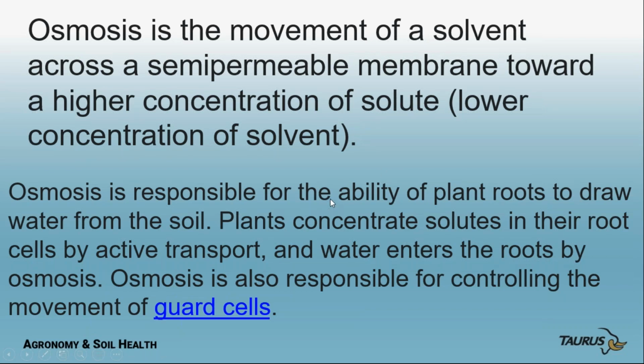Osmosis is responsible for the ability of plant roots to draw water from the soil, because there's a membrane. Remember that plasma membrane? The water has to move through that membrane, and I'll show you how that works. Plants concentrate solutes in their root cells by active transport. They pump those solutes in because in many cases the nutrient concentration inside the root is higher, so they actually have to actively pump it in through the active transporters. And water enters the roots by osmosis. Osmosis is also responsible for controlling the movement of guard cells, and that's partially true. But let's look at that.